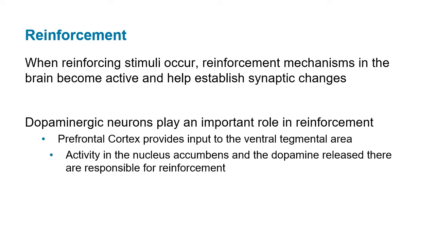So whenever we're reinforcing a stimulus, basically these dopamine pathways are activating, and these dopamine pathways that are activating the prefrontal cortex, it's providing input to the ventral tegmental area, and it's basically releasing dopamine so that we receive pleasure or satisfaction or happiness from this connection.